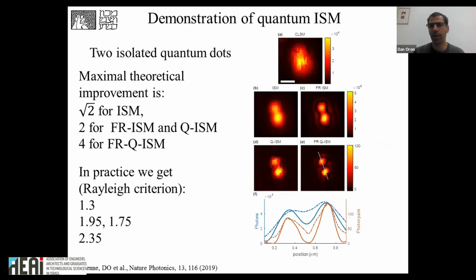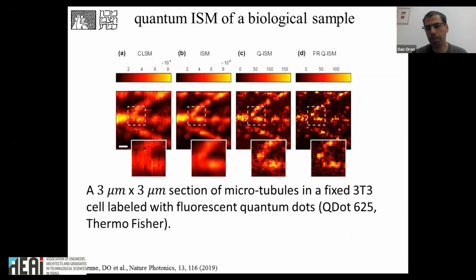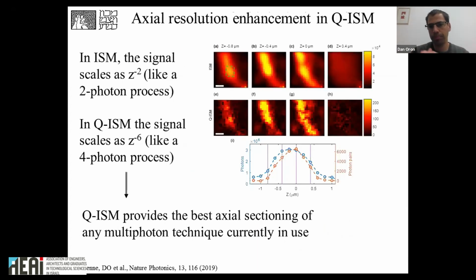So let's look at a very simple sample of 2 semiconductor nanocrystals. This is how they look in a confocal microscope. That's how they look in an ISM microscope, just using the intensity. That's if you deconvolve or Fourier weight. And this is using the quantum correlations. You see the resolution is more or less the same as here, a factor of 2 better. And then you can deconvolve this and get a resolution which is roughly a factor of 3 better than your confocal. Moreover, you can get a better Z resolution.